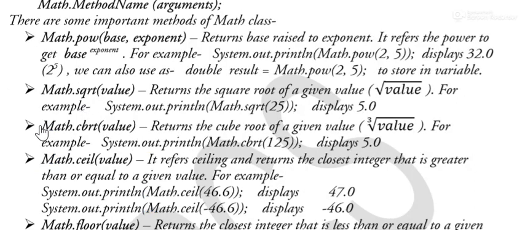Next function is Math.cbrt. The cbrt method is used to find the cube root, that means the cube root value of any given number. Suppose you want to know the cube root value of 125, then you have to write like this: System.out.println(Math.cbrt(125)). It will display the value 5.0, that is the cube root of 125.